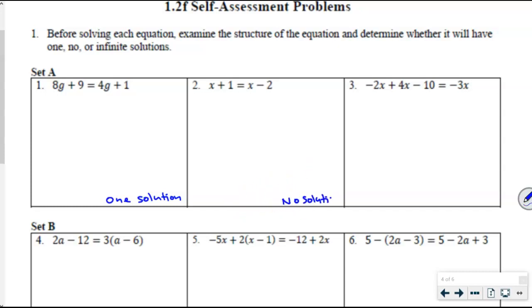Good. Again, we don't have to actually officially solve it. We know that when I have 1x here and 1x here, when I try and take away this x, it's going to zero out this one too. It's going to leave me with a lie. 1 is not going to be equal to negative 2. So that would be no solution.